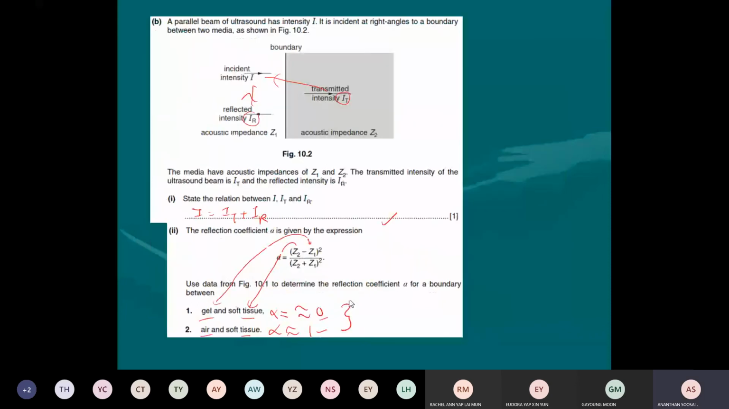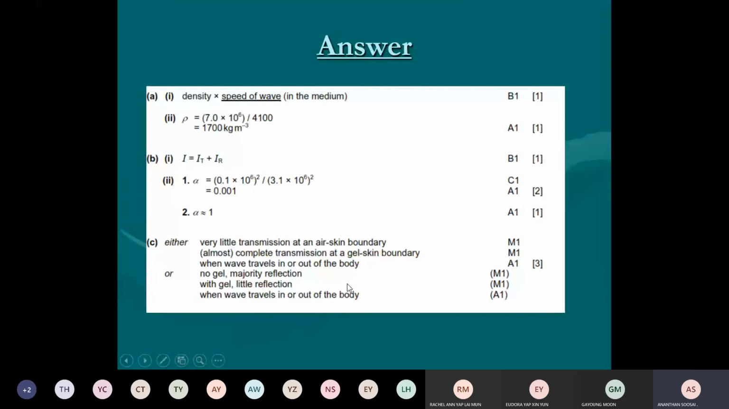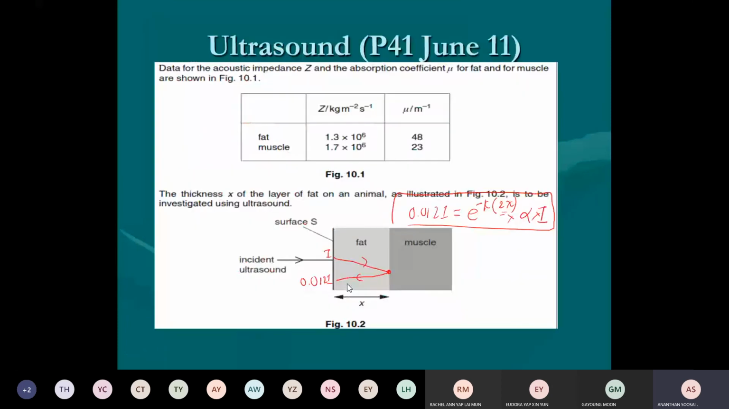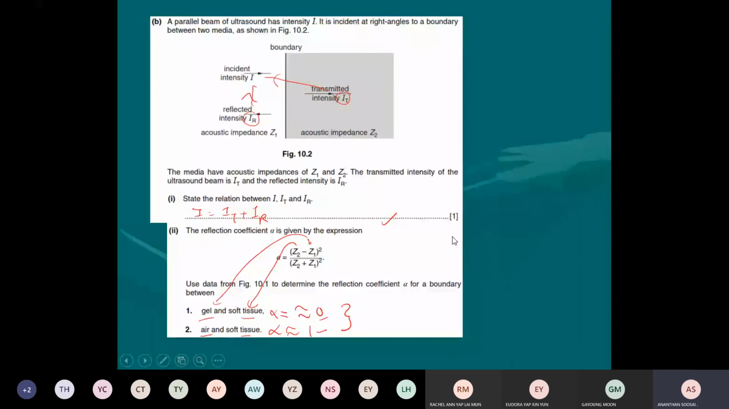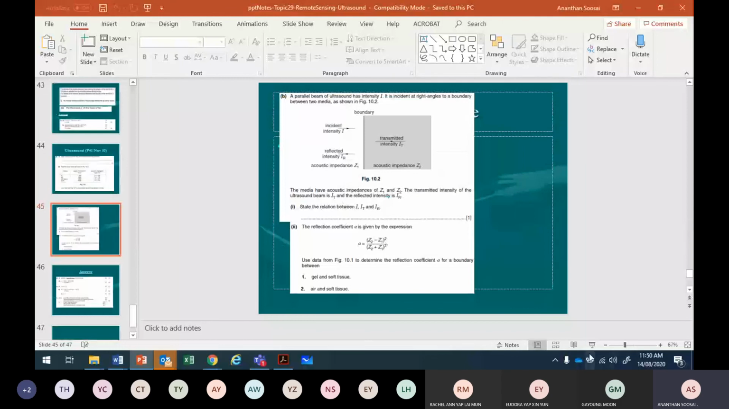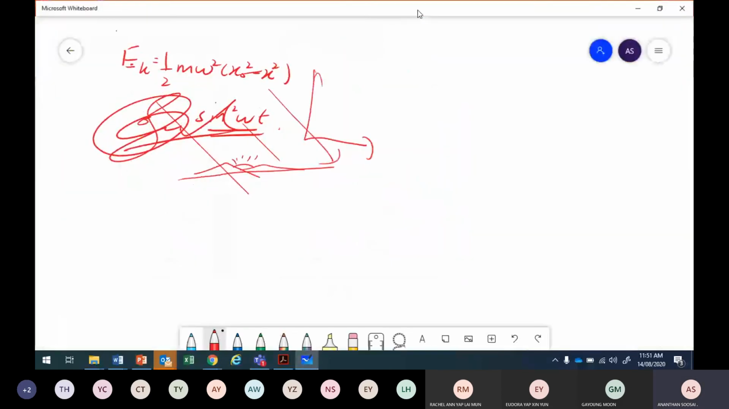Okay, that's all about ultrasound. Any questions so far? If ultrasound comes out, the calculation can be difficult. Okay, let me show you one, just in case it comes out.